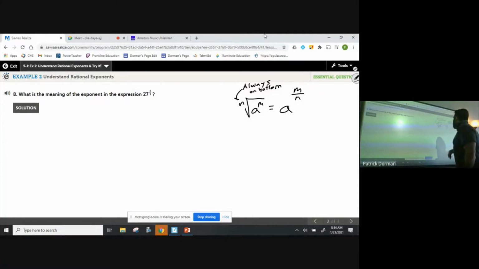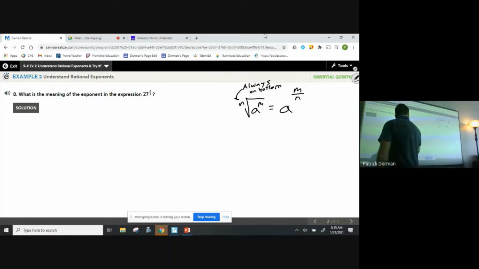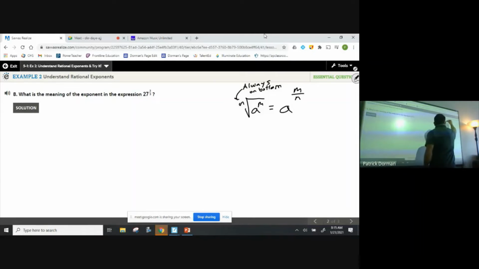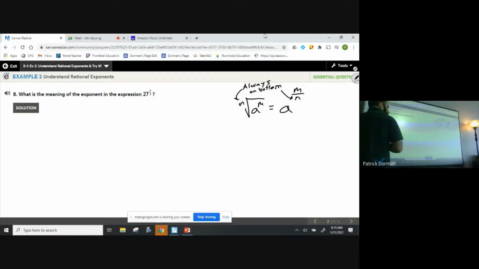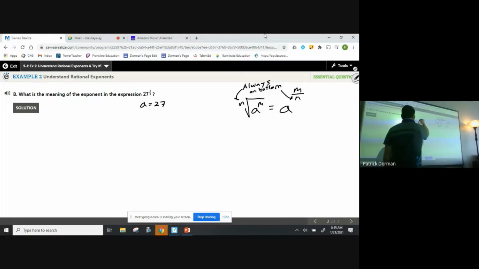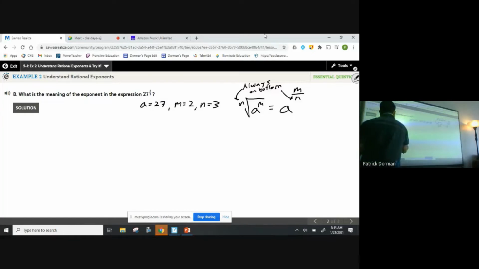Okay. N is always going to be in the bottom of that rational exponent there. Okay, so in that case, it must be the case that a is 27, right? So this means that a is 27, if we're going to put it in there, right? And then m is 2, and n is 3, and all we've got to do is plug that stuff in there.